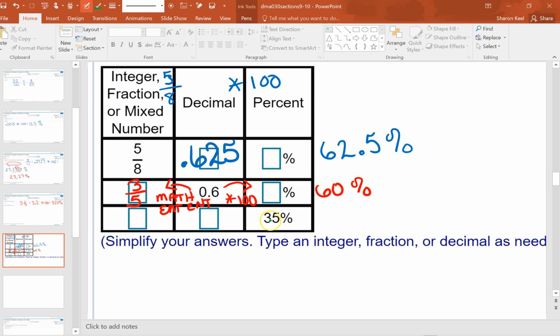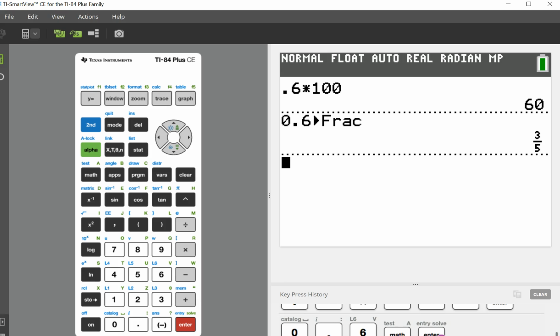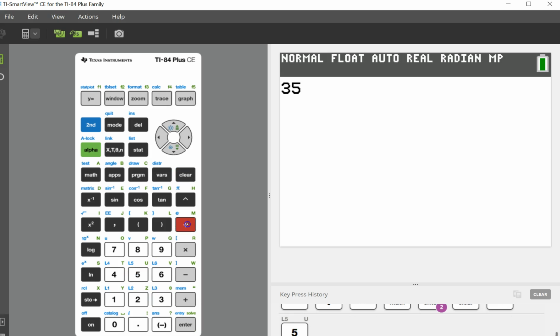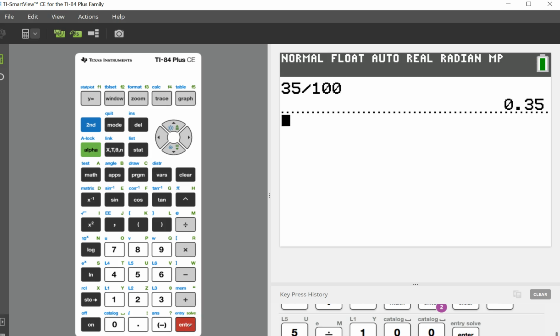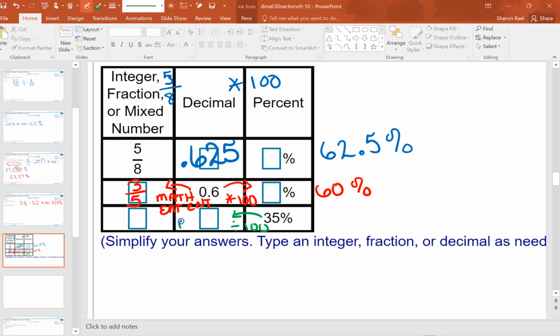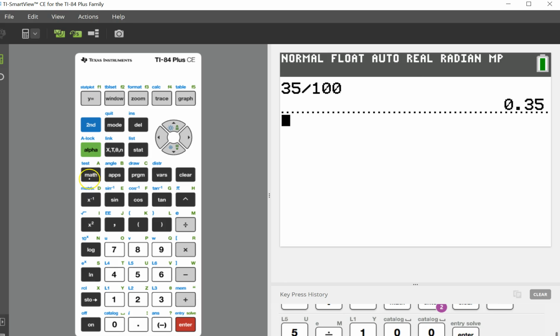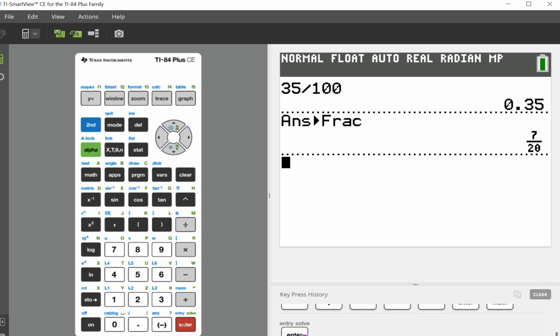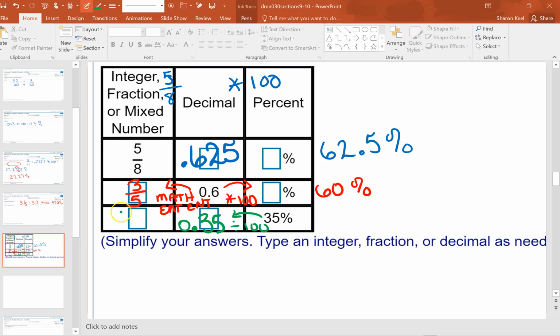And the last one, we started with the percent. And if we're going from percent to decimal, going in the other direction, we're going to divide by 100. So if I start with 35 and I divide by 100, take my percent divided by the 100, my decimal is 0.35. And then I'm still going to use those same keystrokes, math, and enter 2 times, and it's going to make it into the fraction 7/20.